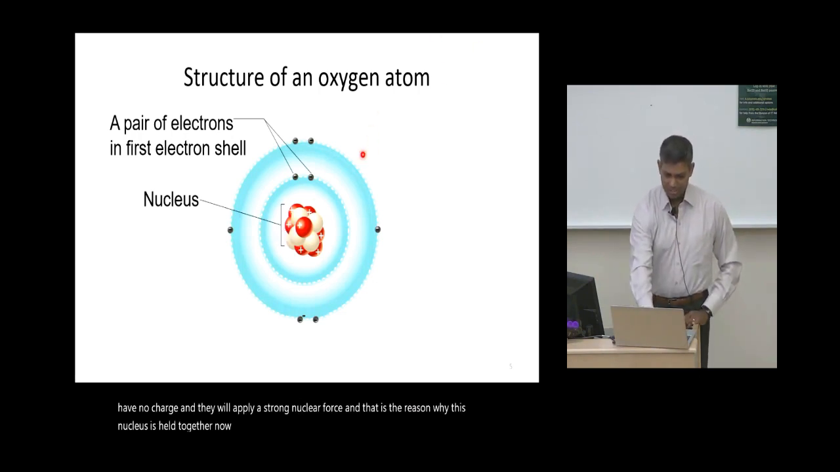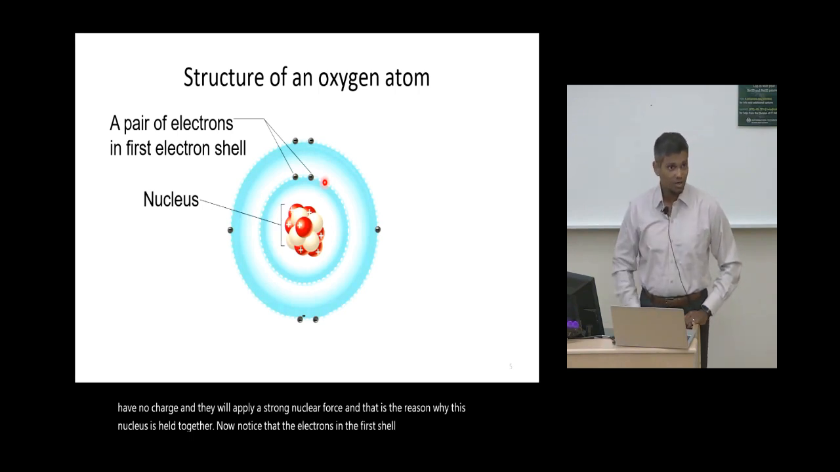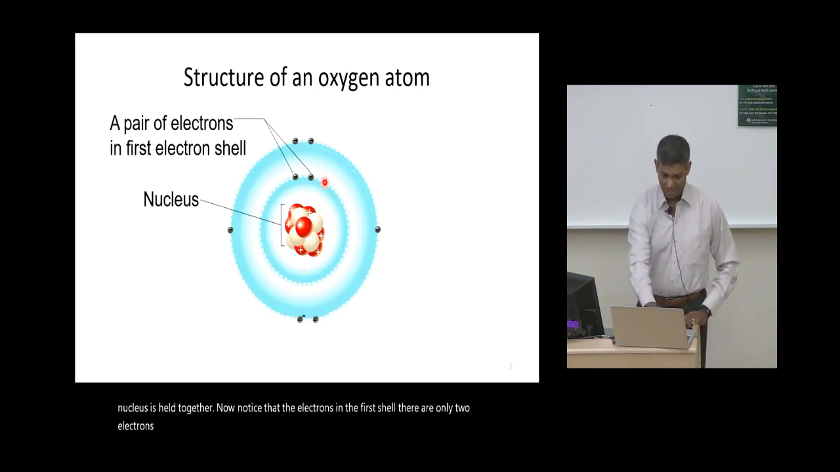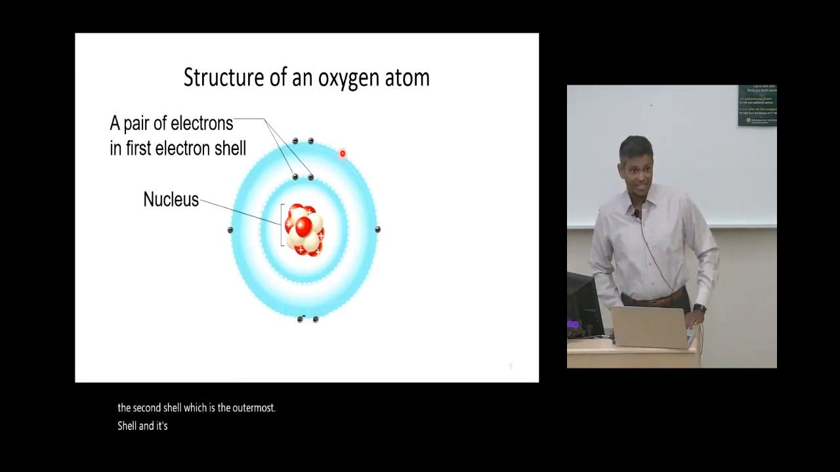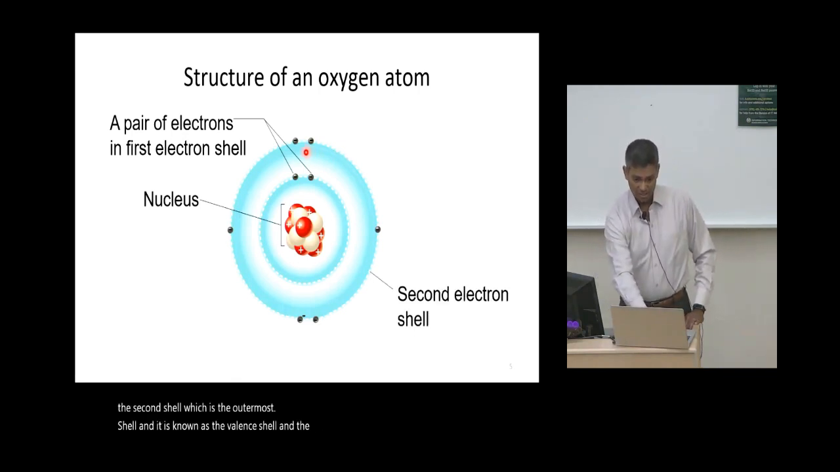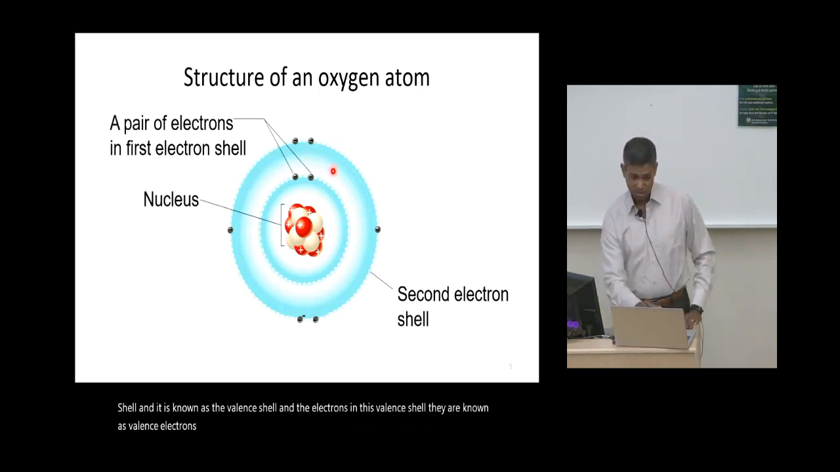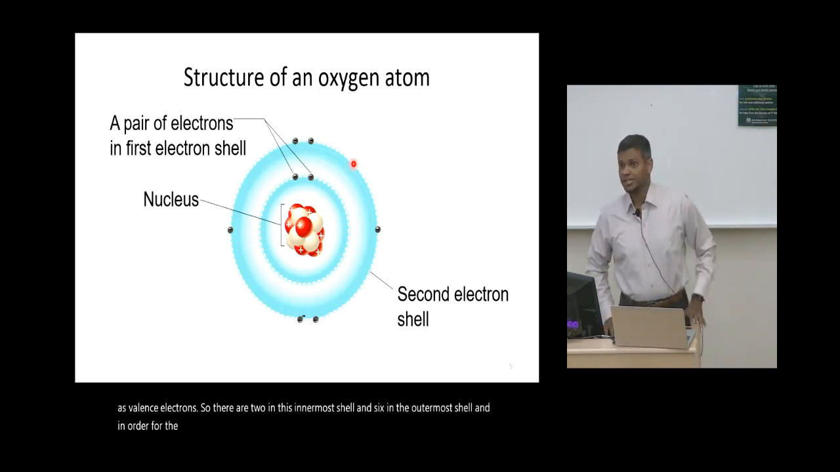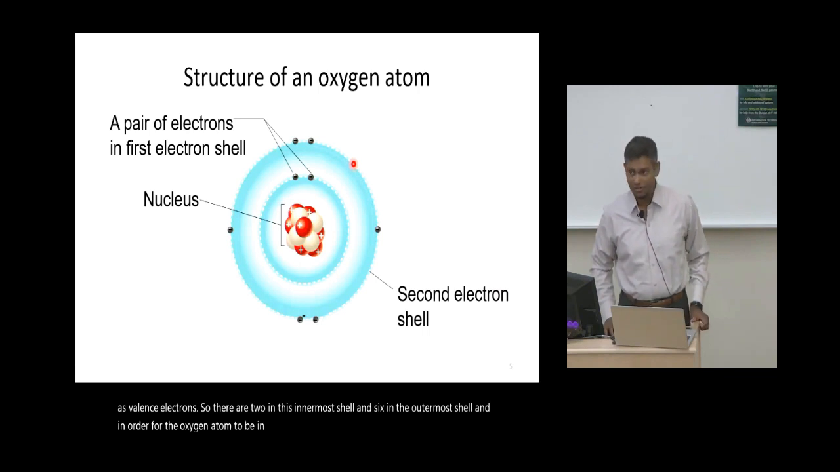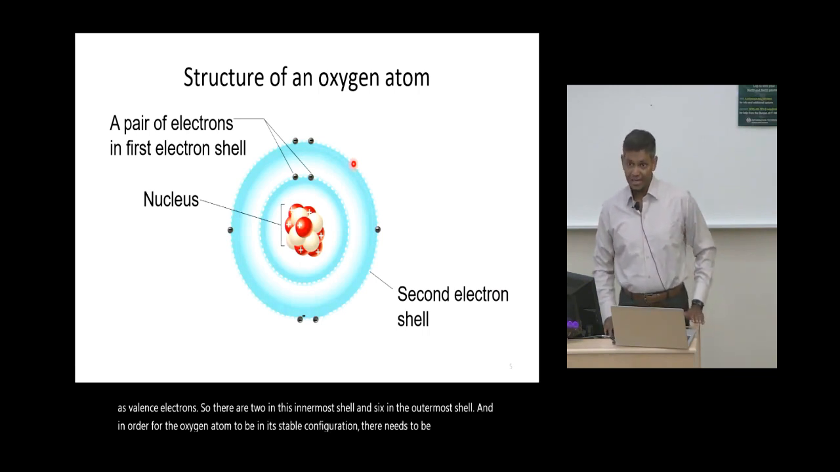Now notice that in the first shell there are only 2 electrons, and the second shell is the outermost shell, which is known as the valence shell, and the electrons in this valence shell are known as valence electrons. So there are 2 in this innermost shell and 6 in the outermost shell. And in order for the oxygen atom to be in its stable configuration, there needs to be 8 electrons.